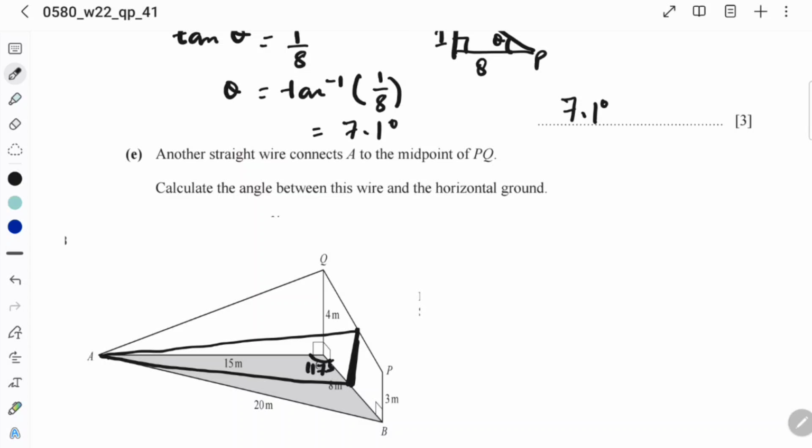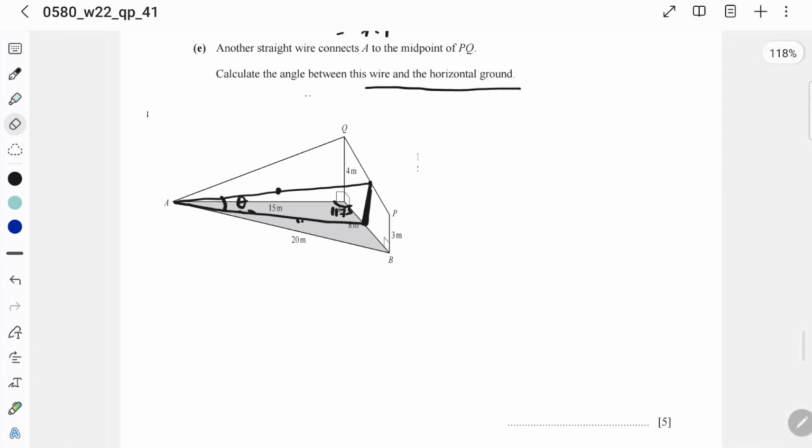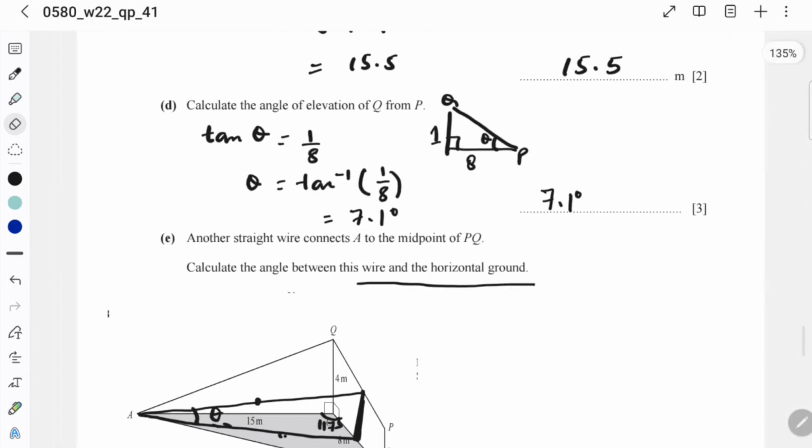So we'll have to calculate the angle between the wire and the horizontal ground. This is the wire and this is the horizontal ground. This angle theta is required here. This is a 5 marks question. If you look at the midpoint, we'll have to calculate the values and then we will be able to find the angle.